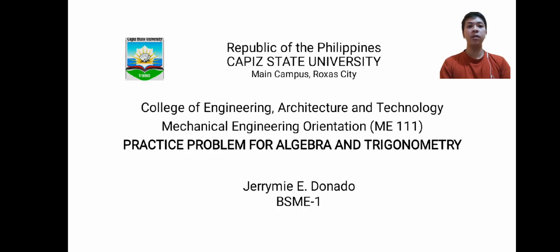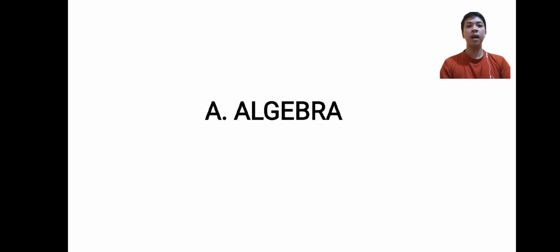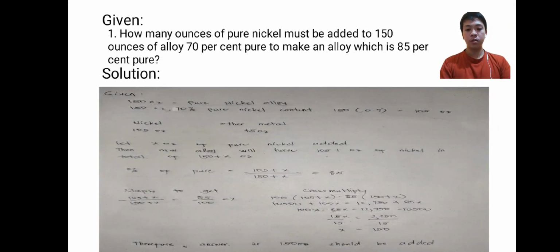Practice problem for Algebra and Trigonometry, Part 2. So the first part will be the algebra. Number 1 question. How many ounces of pure nickel must be added to 150 ounces of alloy 70% pure to make an alloy which is 85% pure? So before we proceed to the solution, let's gather all the givens in this problem.